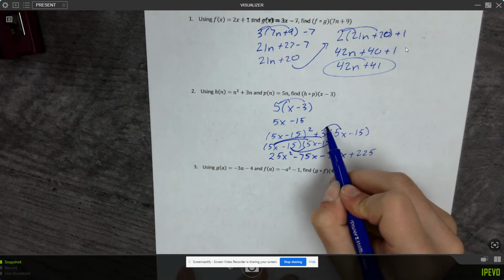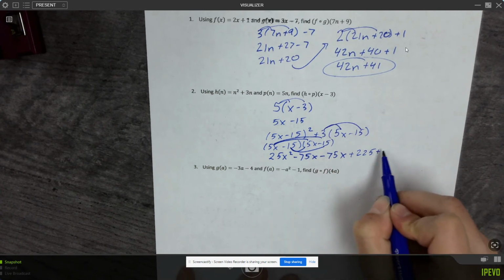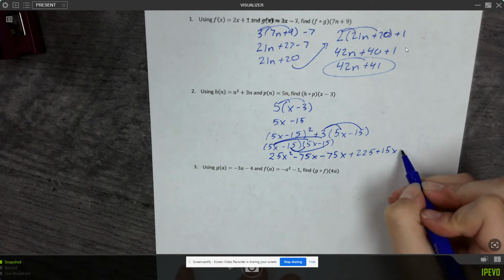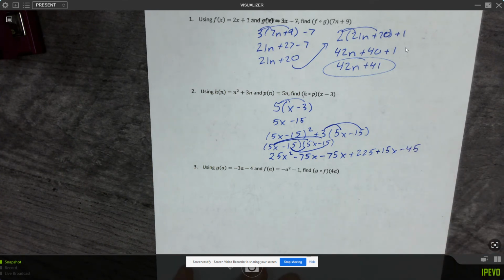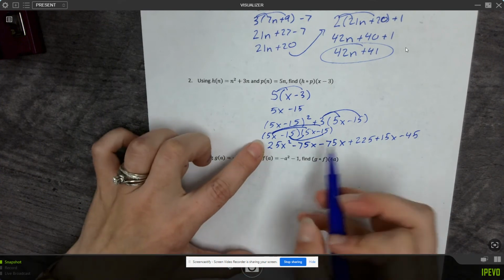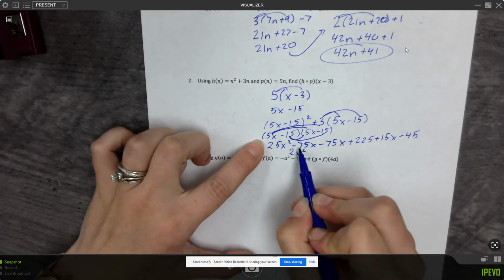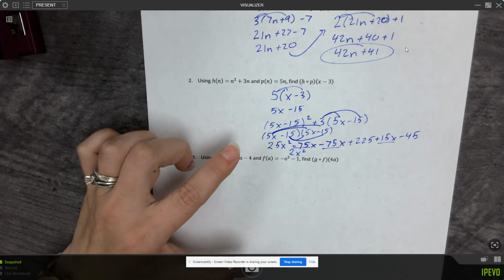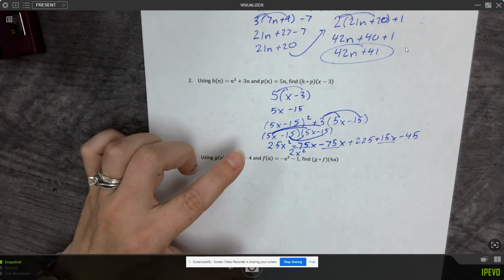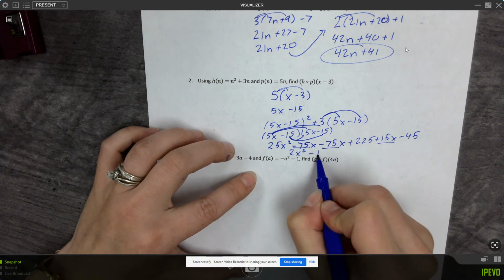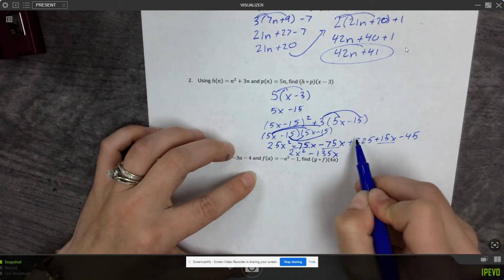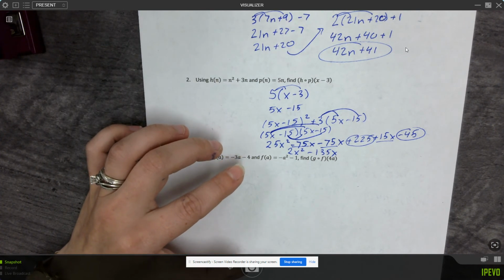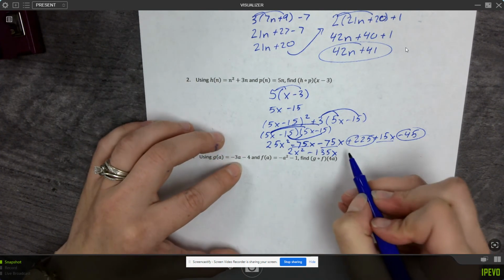Now I need to distribute this 3. 3 times 5x is 15x. 3 times negative 15 will give you a negative 45. And combine like terms. 25x squared with no like terms. Combine all those x's. Negative 75 minus 75 plus 15 is going to give you minus 135x. And then your constants of 225 minus 45 is going to give you 180.